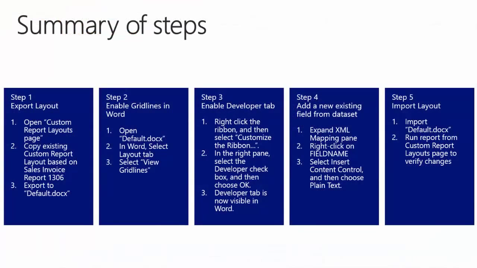So to summarize, we first created a copy of an existing custom report layout to illustrate that we can have multiple layouts for each report. We then enabled the grid lines in Word, so it's easier for us to understand the structure of the custom Word layout. We then enabled the Developer tab, so we could see and use the XML mapping pane to add existing fields in the dataset to our report layout. We use the Insert Content Control and Plain Text when adding fields to the layout from the XML mapping pane. And finally, we imported back the changes to NAV 2009 and printed the report.